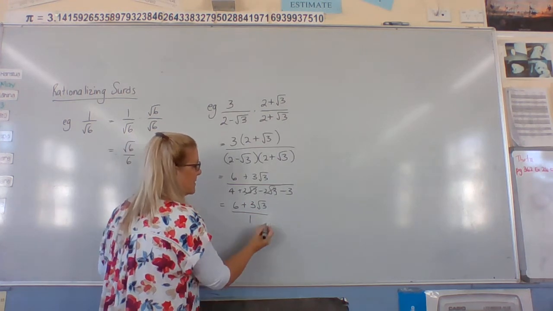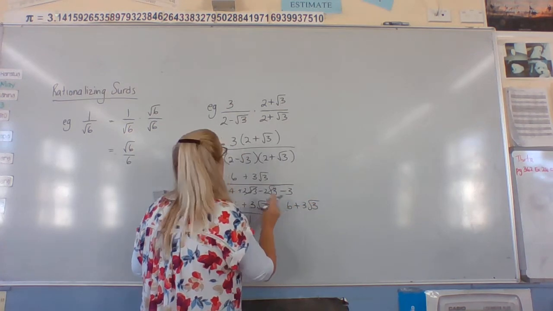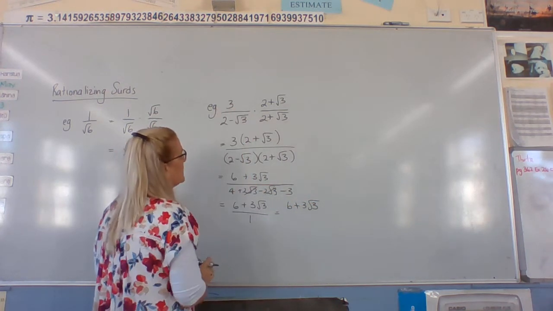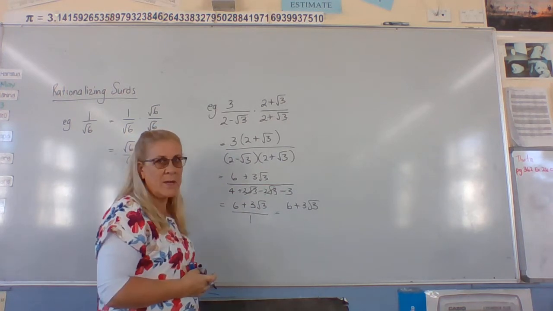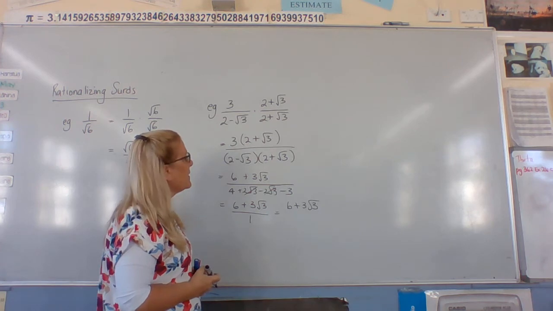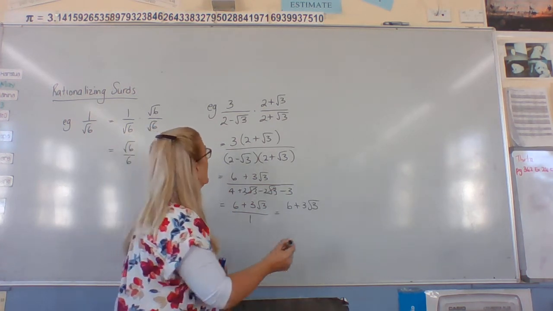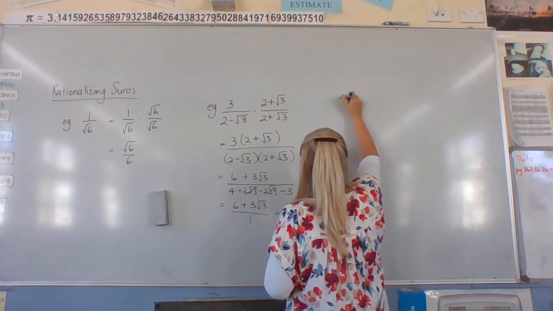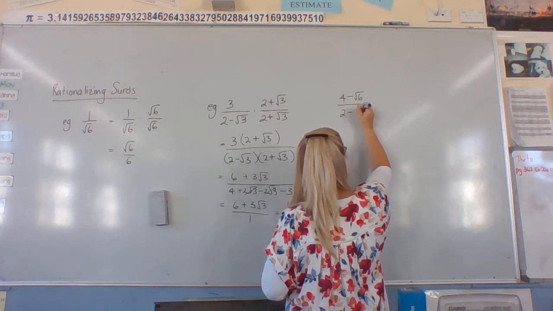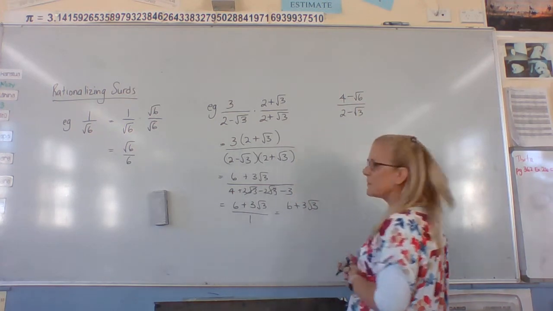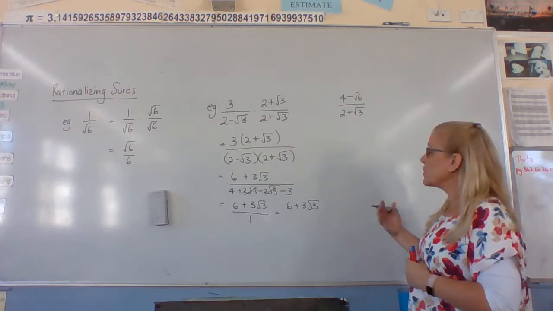So in effect, this thing here rationalised equals this. It's got no roots on the bottom, so it's good to go. Now we can go one step further and we can actually end up having something that looks like this. Right? And again, we want to use this conjugate.